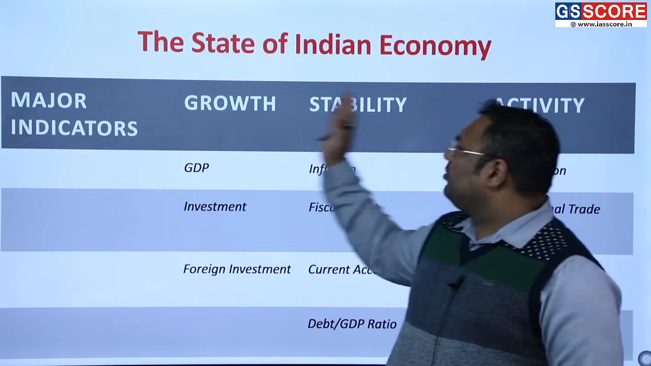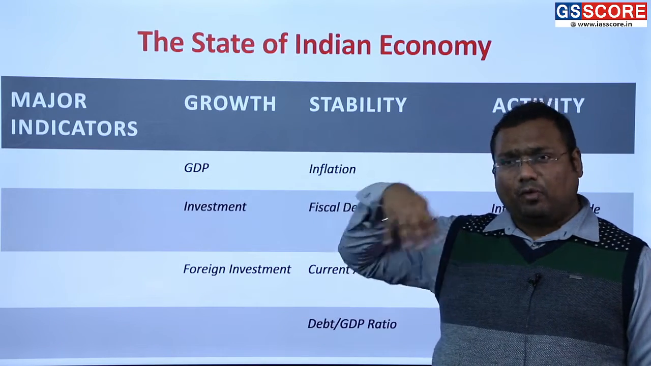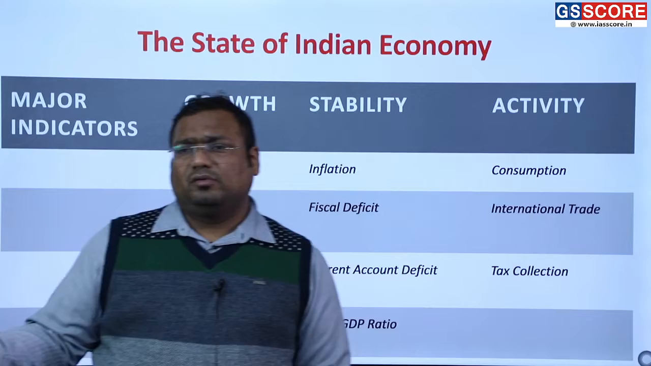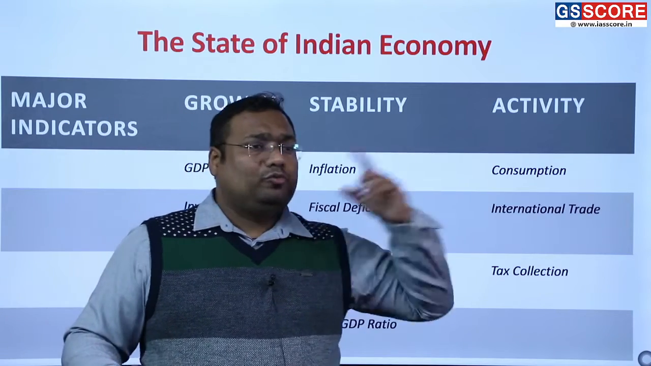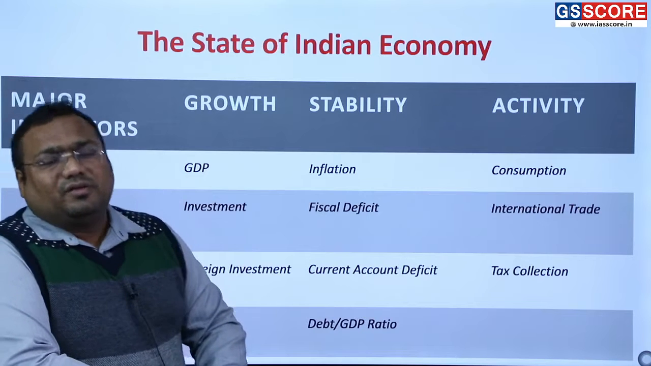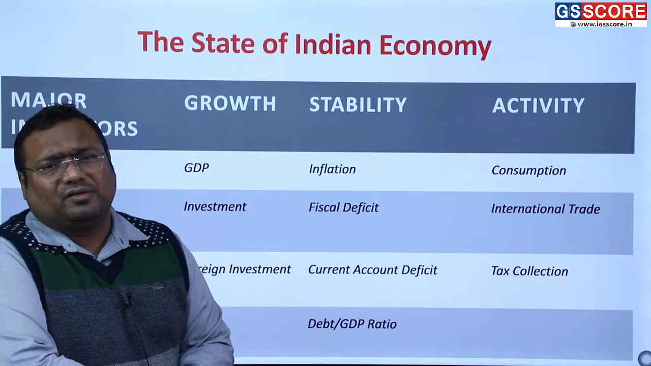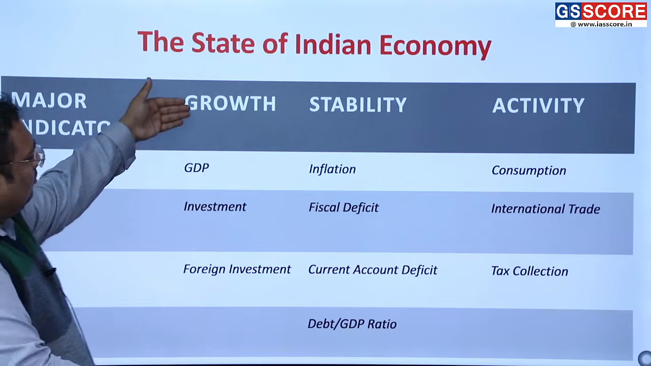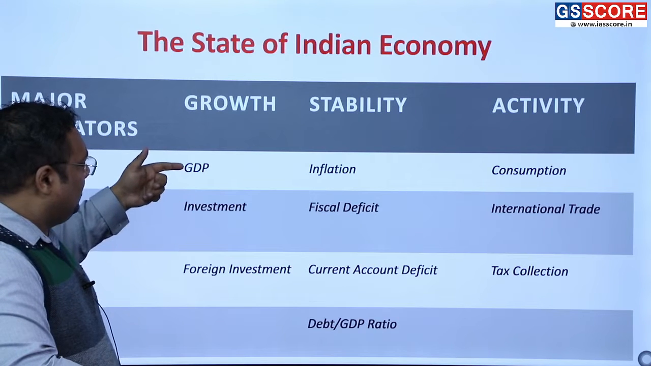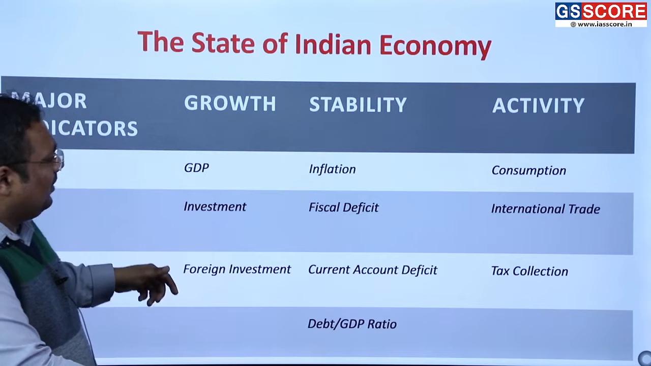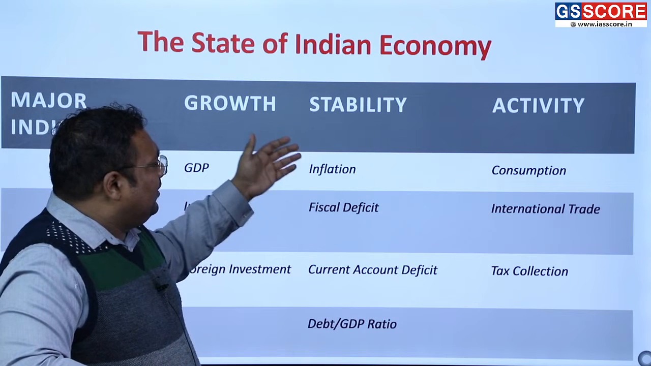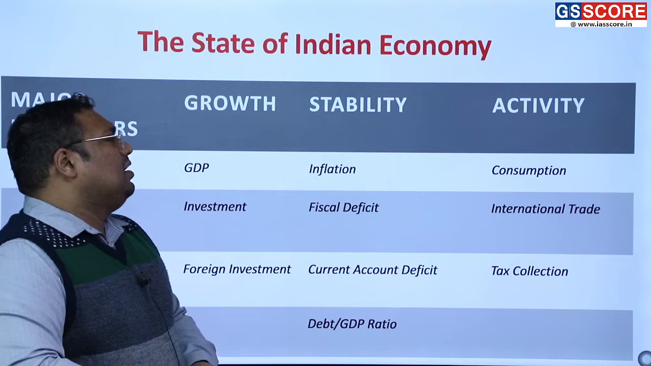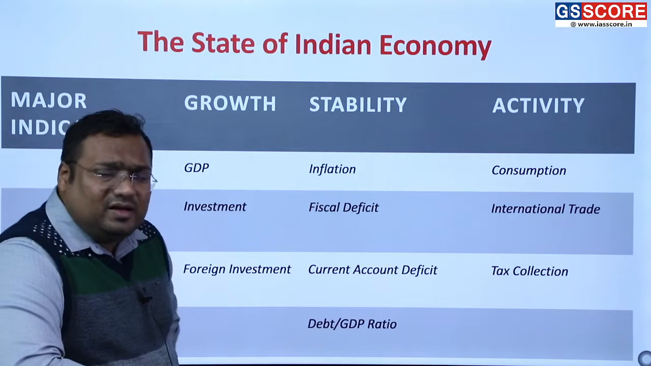So for the general public, this is more than enough. Informed, well-educated general public. But for a policy maker, it is activity which perhaps is the tool through which they will make these work. So it is in that context that you need to remember these 10 parameters as the most important parameters with which you can analyze any economy. So the GDP, the investment, the foreign investment, the FDI, FPI, inflation, fiscal deficit, current account deficit, debt to GDP ratio, consumption, international trade, and the tax collection.